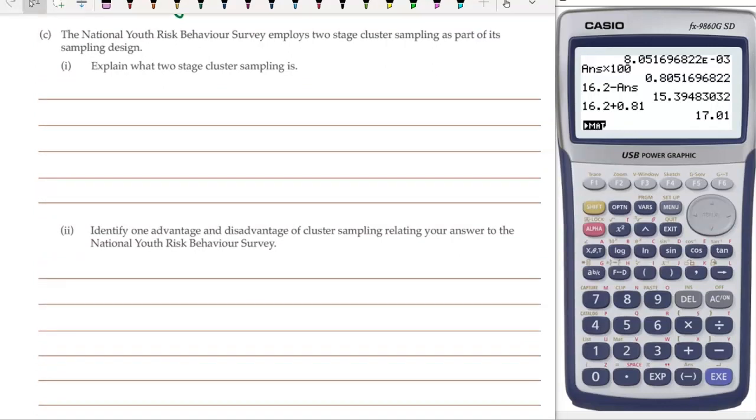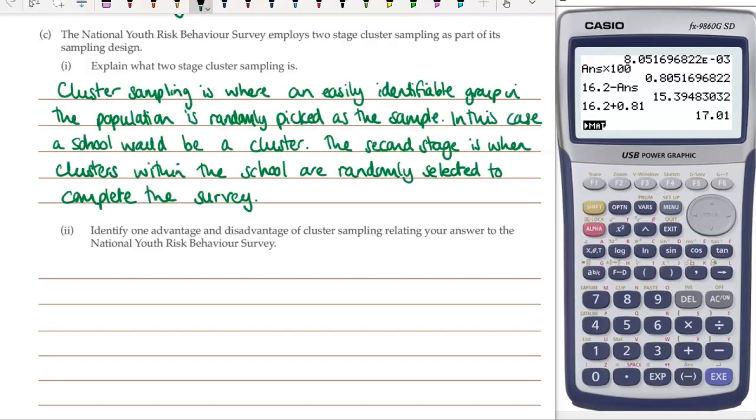Question C, we need to explain cluster sampling. So cluster sampling is where you get a group that already exists within the population that you're trying to identify, and you use them as a sample group. So for this, it would be schools. You can easily approach a school and say, could your whole school please do this survey? Two-stage cluster sampling would then be, we find clusters within those schools. So it could be a year group or certain classes that are asked to complete this survey. There's my write-up of that one.